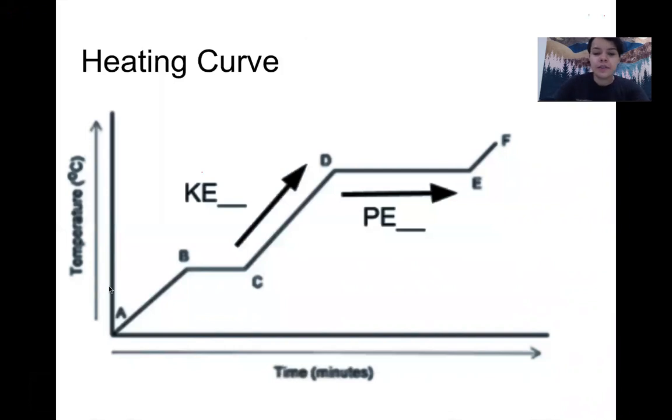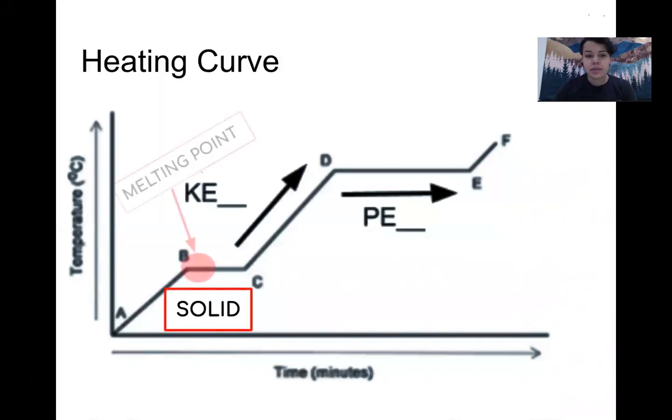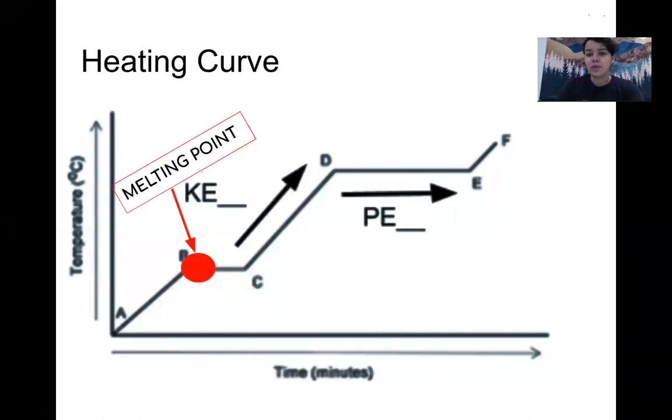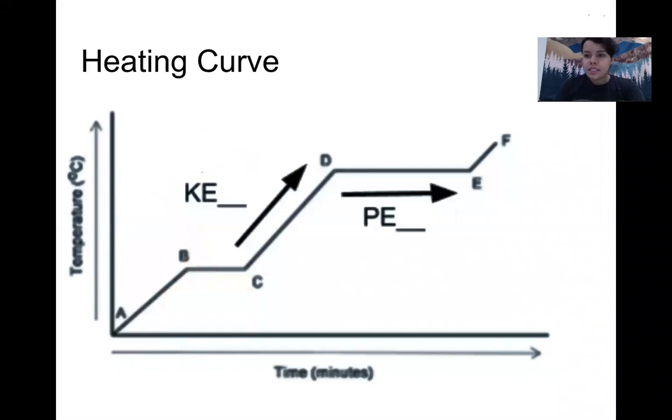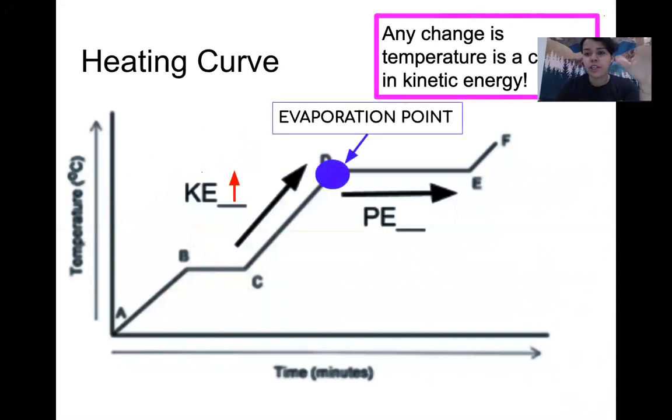The temperature is low on the left side, and it's always going to start off with the incline being a solid, right? Then when you have it be parallel, that's when it's going from solid to liquid. So C is going to be solid to liquid, that's the melting point. Then C to D, that's another diagonal, so that's going to be all liquid. Then D is a point where it changes from liquid to gas, so that's the evaporation point.